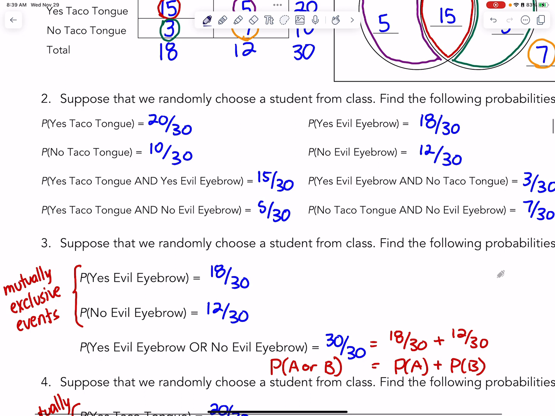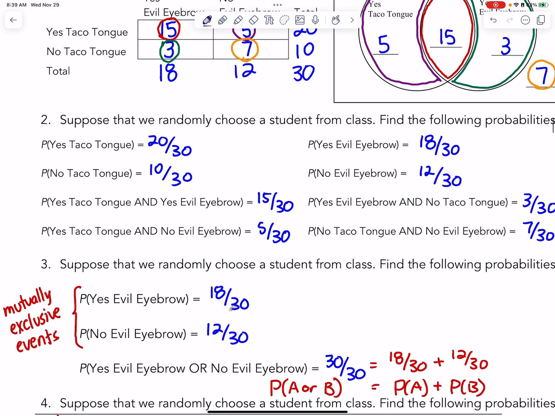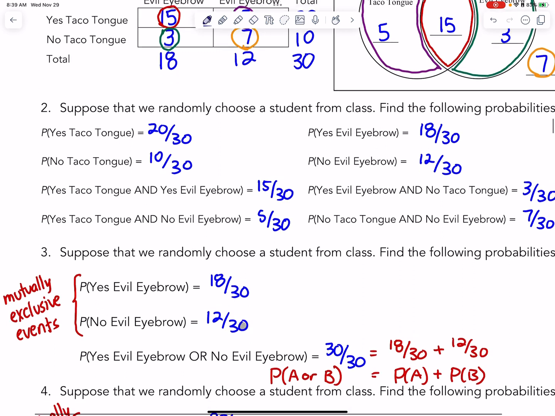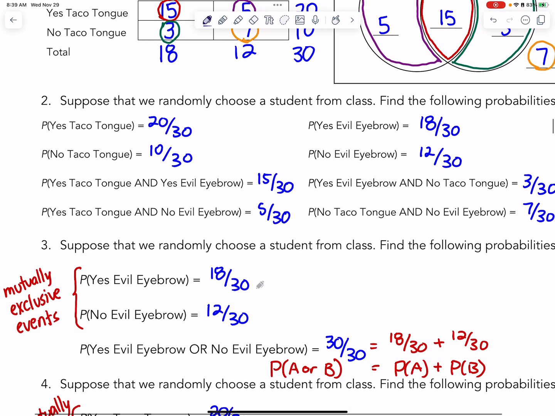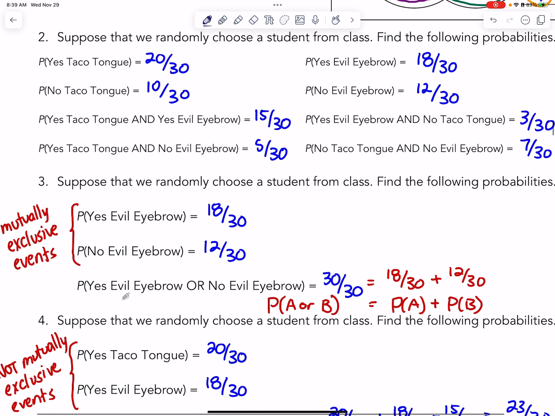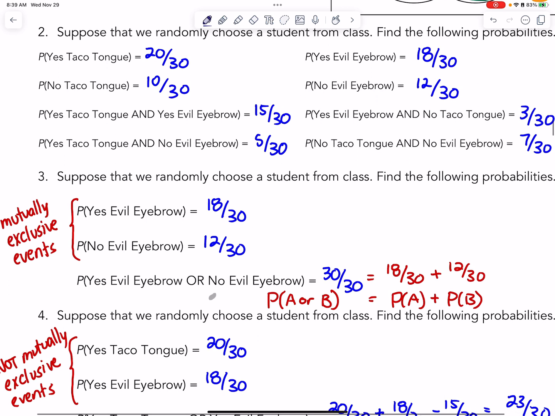Okay, let's look at mutually exclusive events. Yes, evil eyebrow and no evil eyebrow. Those are mutually exclusive because they cannot happen at the same time. These particular ones are also called complements because each is the opposite of the other happening. So for evil eyebrow or no evil eyebrow, I get probability of A plus probability of B, and that's going to be all of them, and that's why they're complements, because they add up to 1.